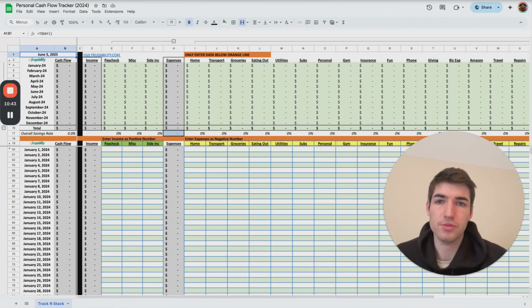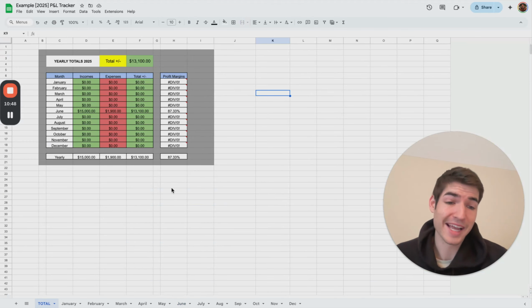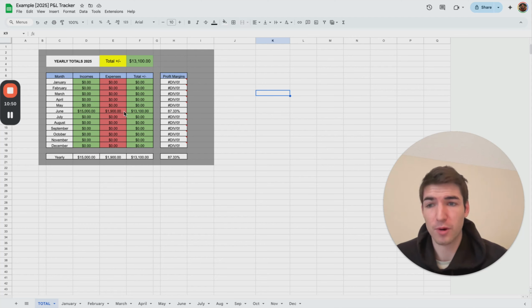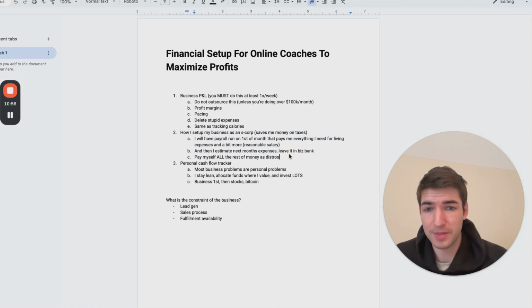So overall, you need a P&L tracker. Make sure you're doing this. Do it yourself. Track at least once per week because you need to be hyper aware of this stuff. Stay lean, lifestyle expenses wise. Probably set up as an S corp, but look into it. And then obviously invest back into the business because it's the highest ROI thing you can do.